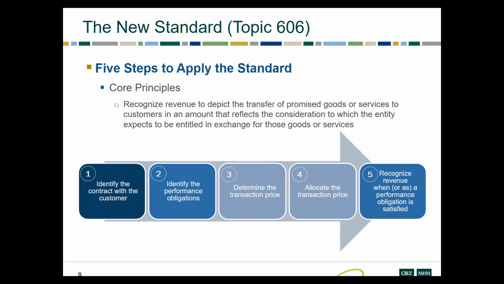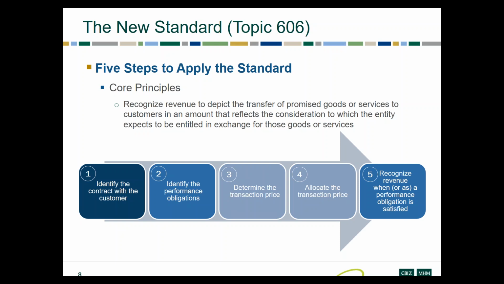Alternatively, if you buy a license to software and that software has to constantly be modified or updated in order for the customer to benefit from that, then the revenue is actually going to be recognized over time, because in order to meet that performance obligation, the company needs to continually update that software.